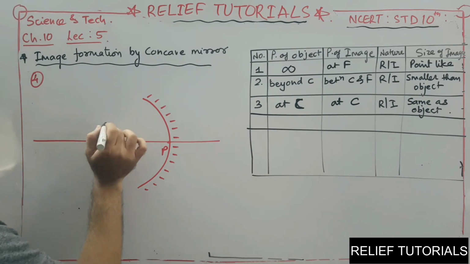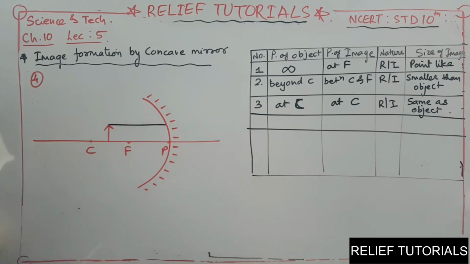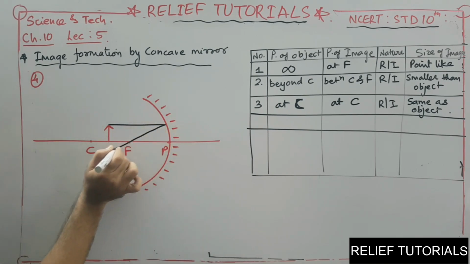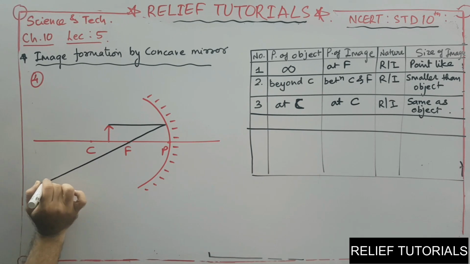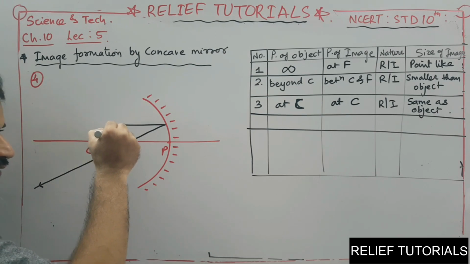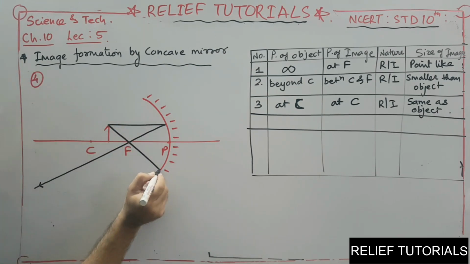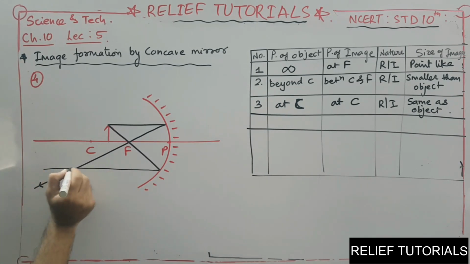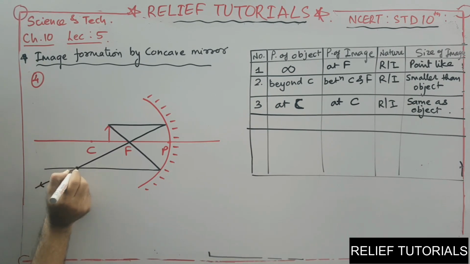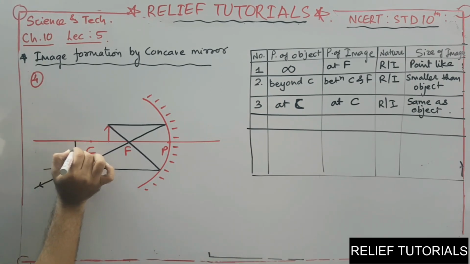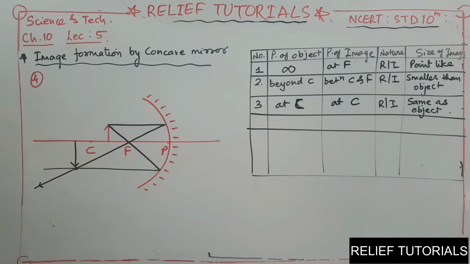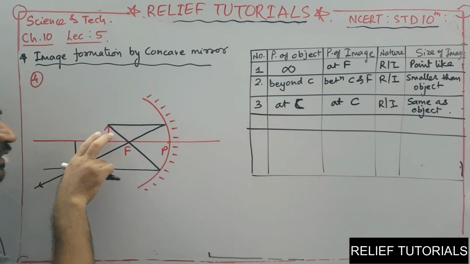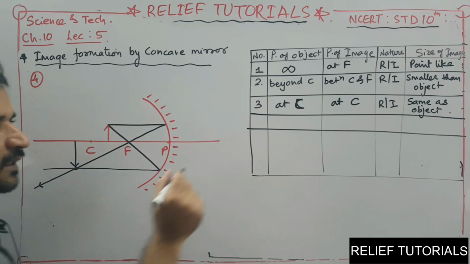We have to pass two incident rays. First ray goes parallel to principal axis, reflects from F. Second rule we can use is that if the incident ray goes from F, it will reflect parallel to principal axis. So if you see the point of intersection of reflected rays is here, so the image is here. So this is the image. We can see that this image is now bigger than the object, real and inverted.